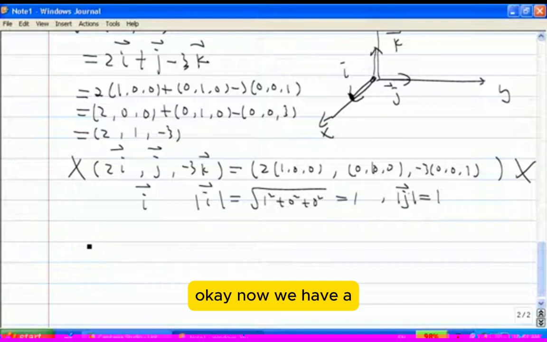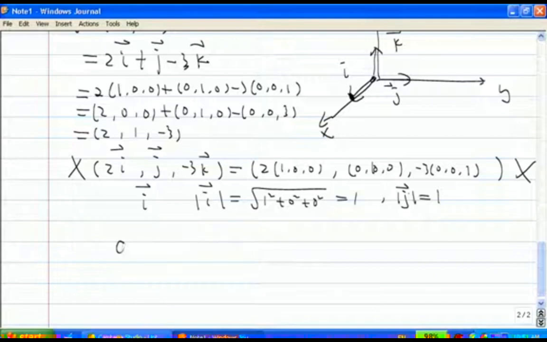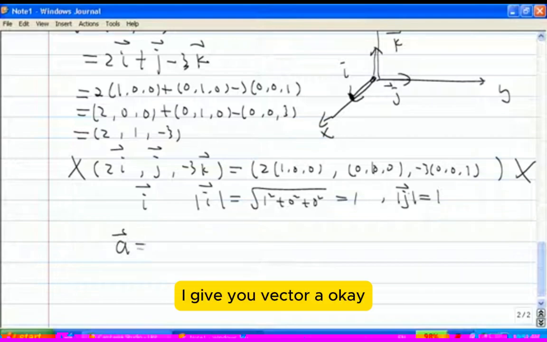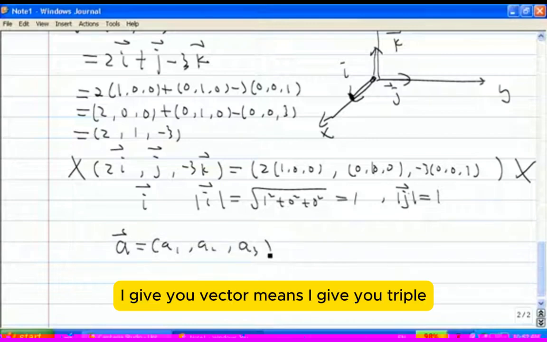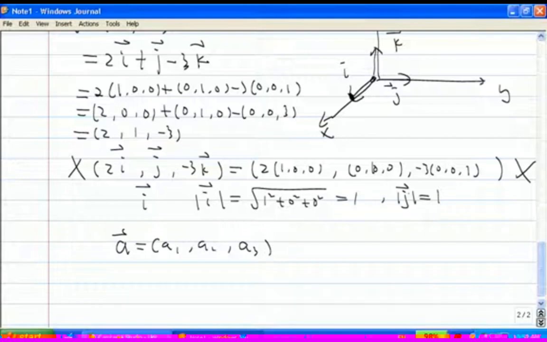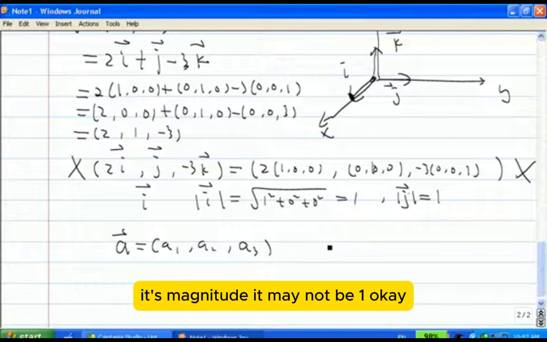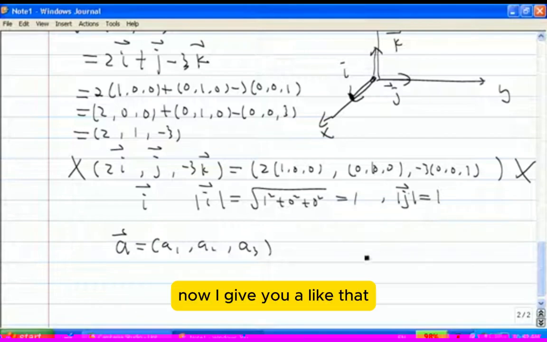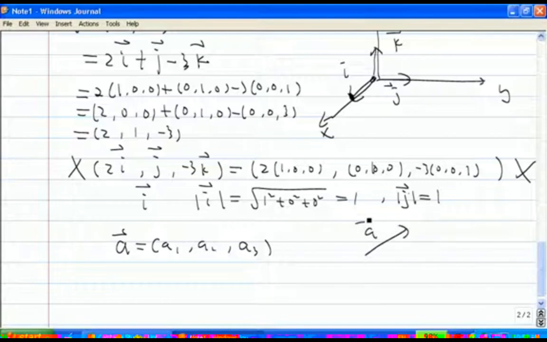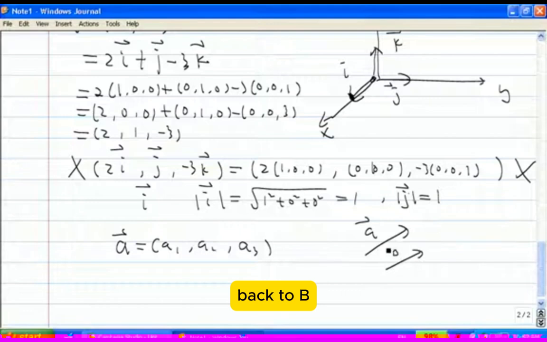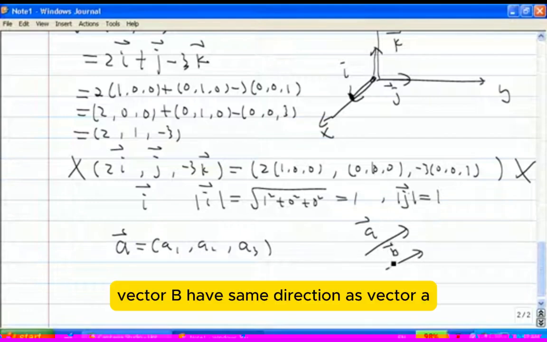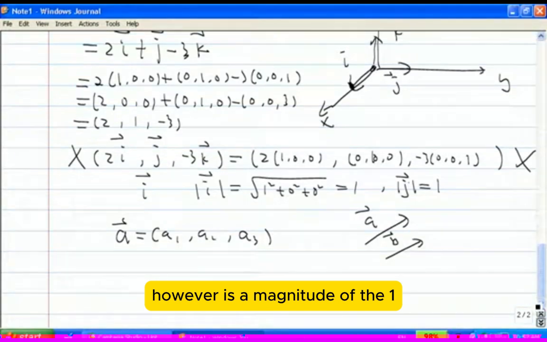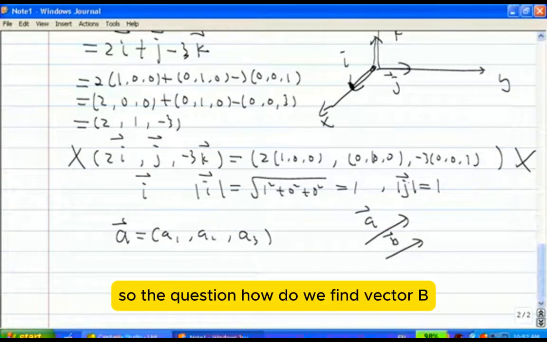Now let me ask you a question. I give you a vector A, which is (A1, A2, A3). Giving you a vector means I give you a triple. Its magnitude may not be 1. Now I'm looking for a vector B that has the same direction as vector A, however its magnitude is 1. So the question is, how do we find vector B?